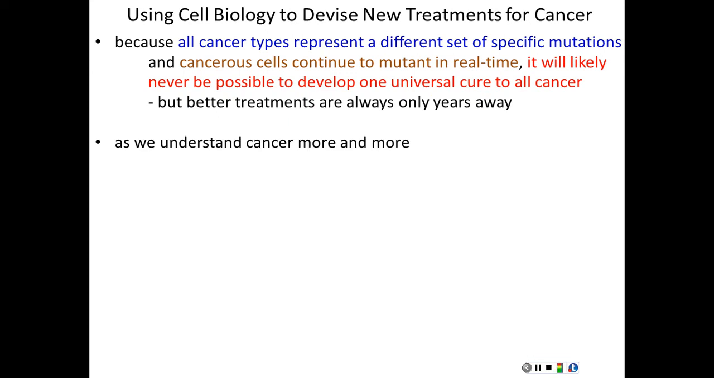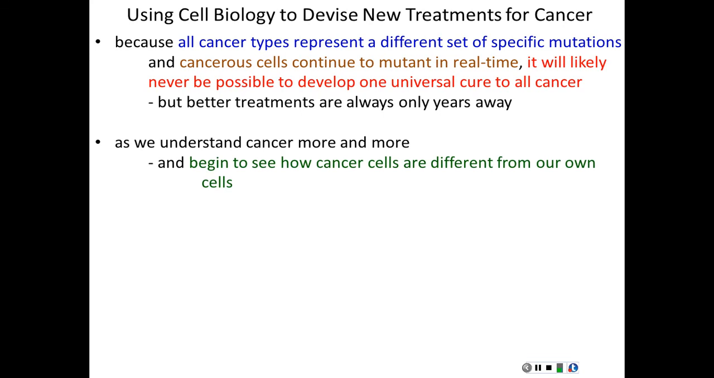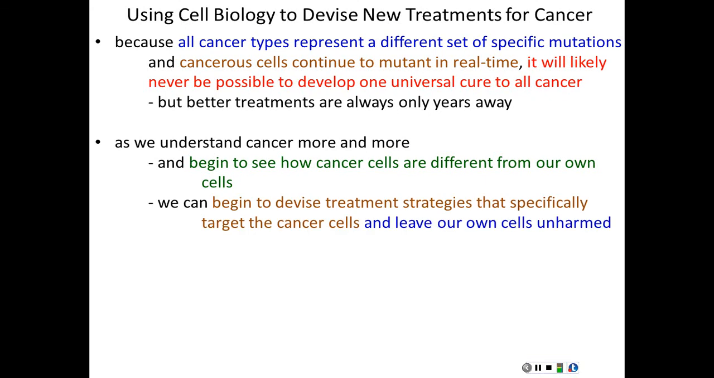And as we understand cancer more and more, we can continue to understand how cancer cells are broken, understand how cancer cells are different from our own healthy cells, and exploit those differences and make those repairs. We can begin to devise treatment strategies that specifically target the cancer cells and leave our own healthy cells unharmed.